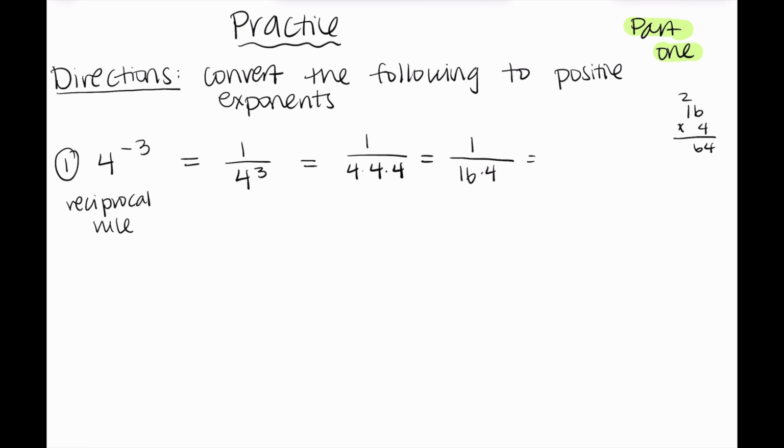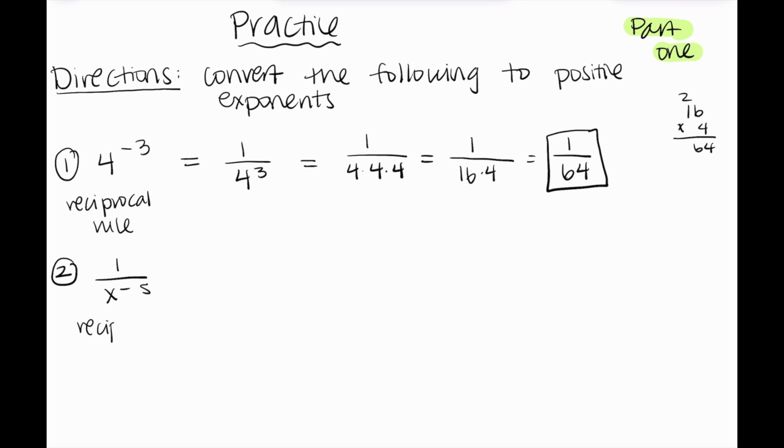I'll do 16 times 4 on the side here for you guys. 16 times 4 gives us 64, so our simplified answer to 4 to the negative 3 would be 1 over 64. And now we'll move on to our second practice question for this section.